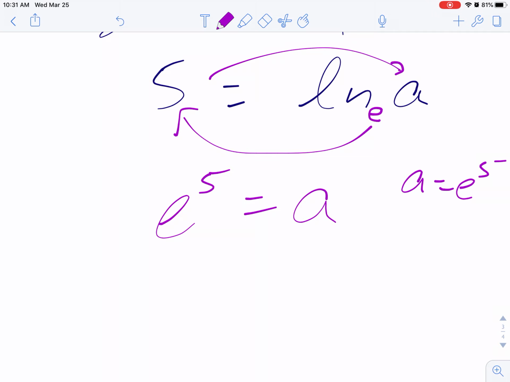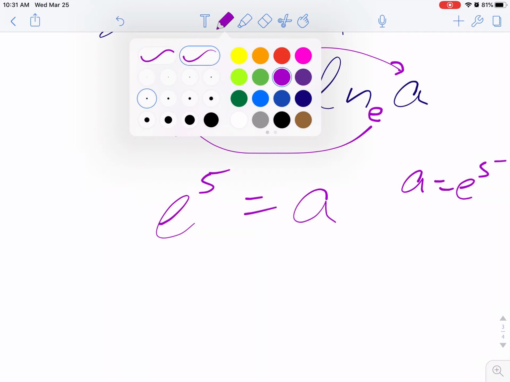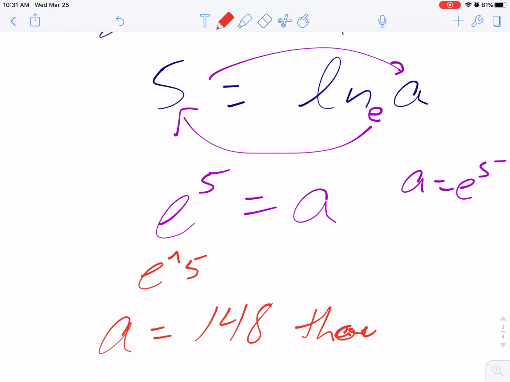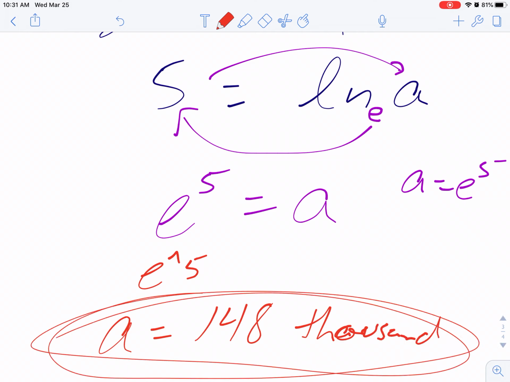But this isn't the best answer. I mean, we did solve for a, but take a second to type this into your calculator, e to the 5th power, and you're going to get 148. Remember, that's in thousands of dollars. So $148,000 in advertising will sell 2,000 units.